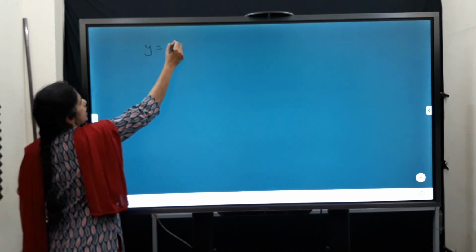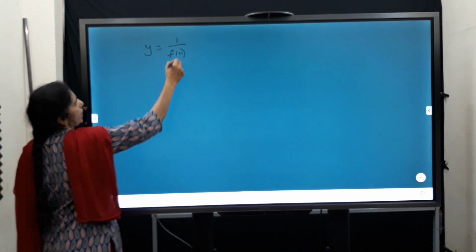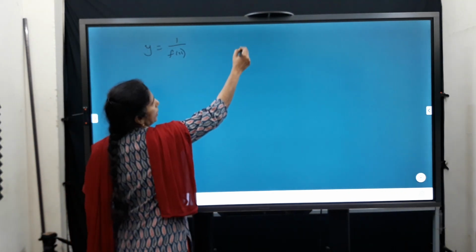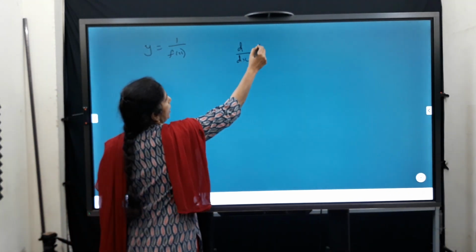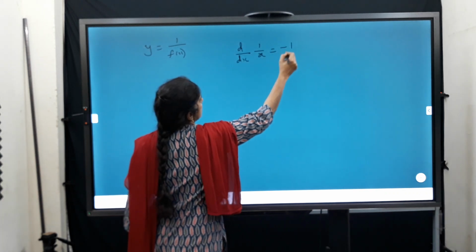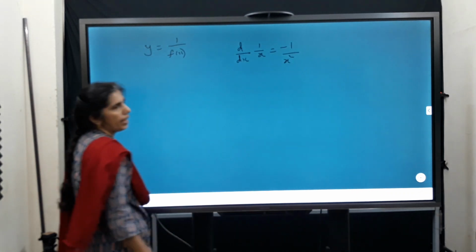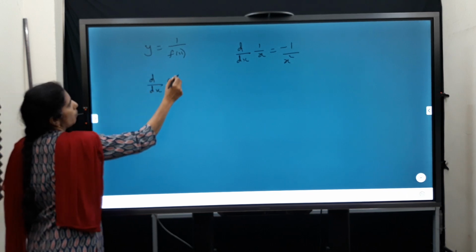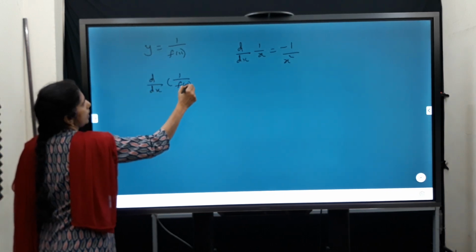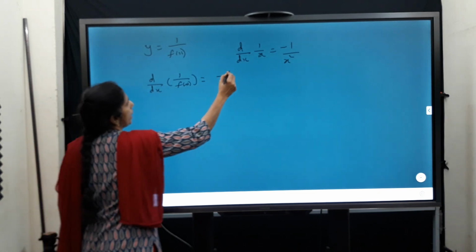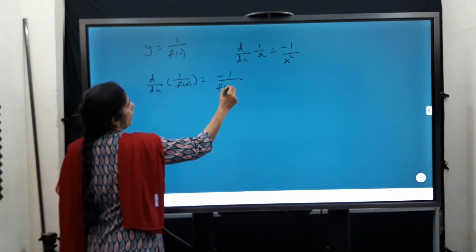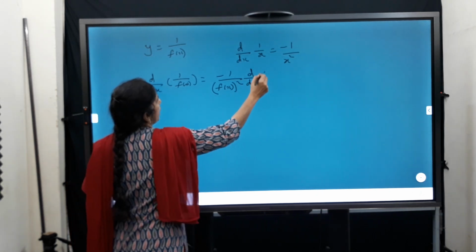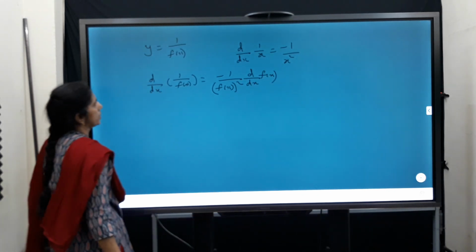Same way for the function y is equal to 1 upon f of x, we can find the direct formula. We have d by dx of 1 upon x is minus 1 upon x square. So d by dx of 1 upon f of x equals minus 1 upon (f of x) square into d by dx of f of x.